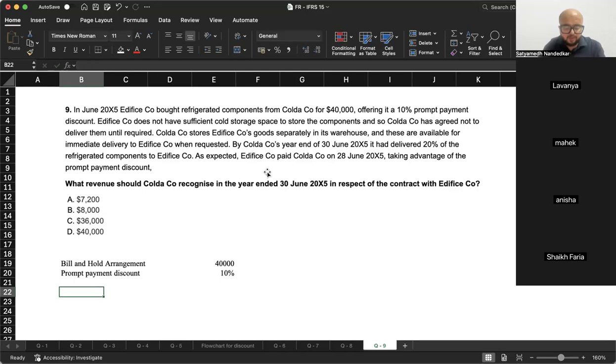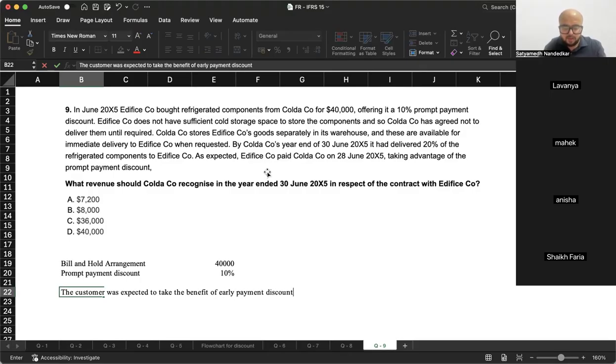So the customer was expected to take the benefit of early payment discount. ठीक है. So revenue to be recognized will be net value. कितना हो जाएगा? 40,000 minus 10% of 40,000, which is 36,000.